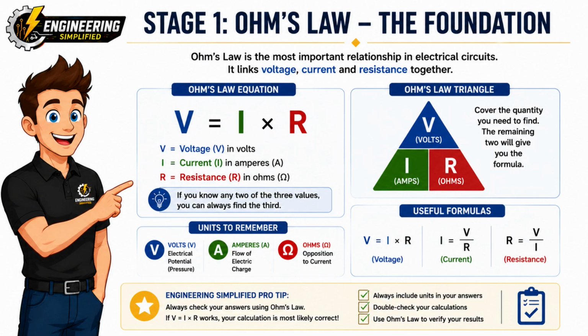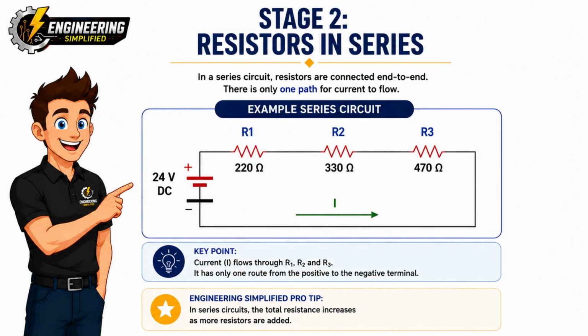For example, if you need to find current, divide voltage by resistance. If you need to find resistance, divide voltage by current. We'll be using these formulas throughout this tutorial, so if you're not completely comfortable with them yet, don't worry. By the end of this video, you'll be using Ohm's law with confidence. Let's begin applying it to real resistor circuits.